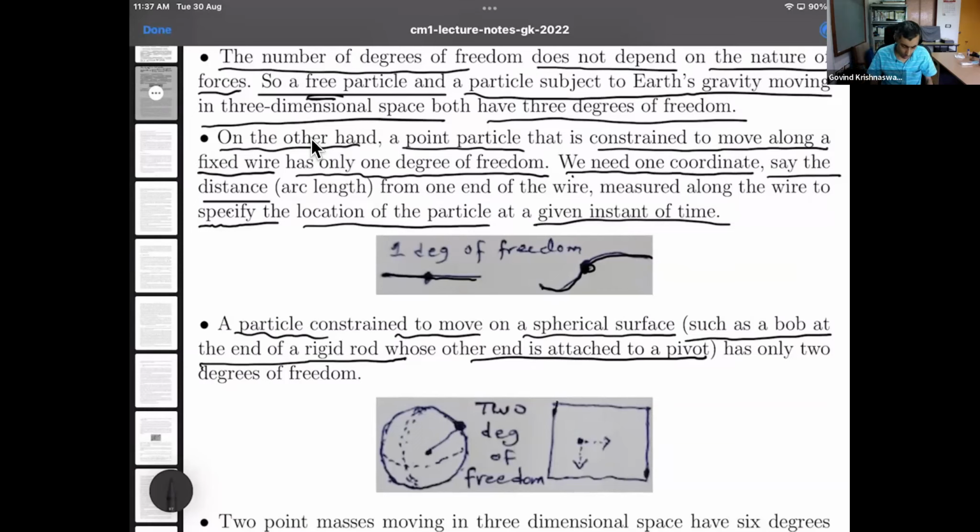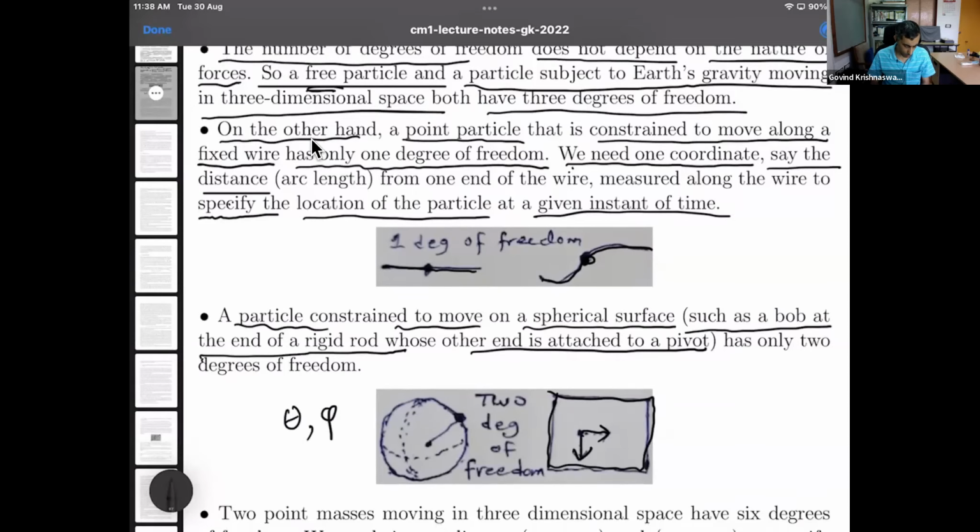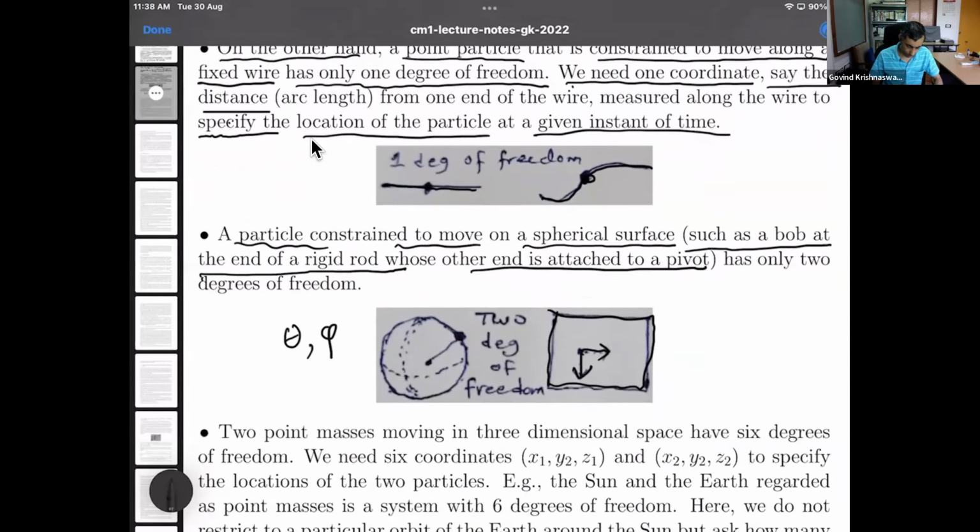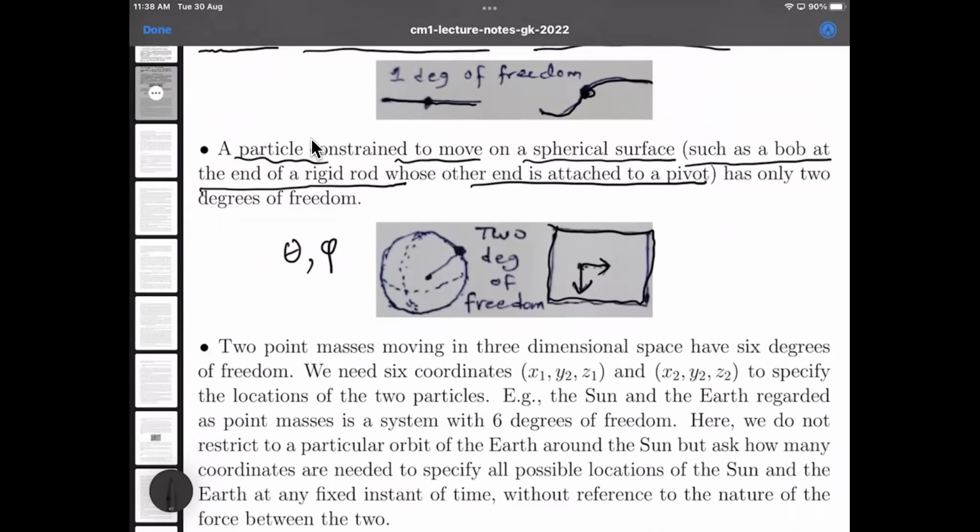So a particle moving on a plane again has 2 degrees of freedom, and the 2 degrees of freedom could be the horizontal and vertical coordinates, for instance. Or, for a particle moving on a sphere, we could use a pair of angles like the polar angle and azimuthal angle to specify the location of the particle. Okay. Any questions?